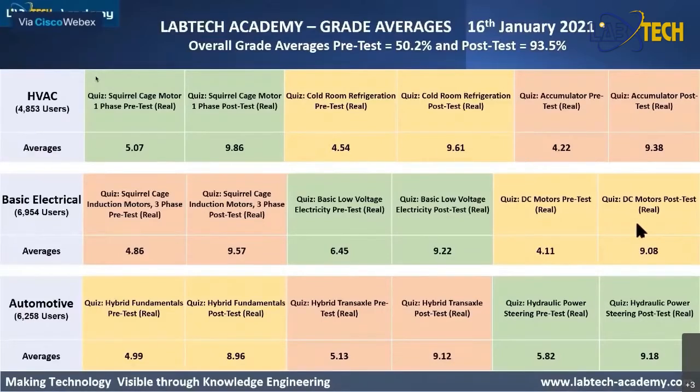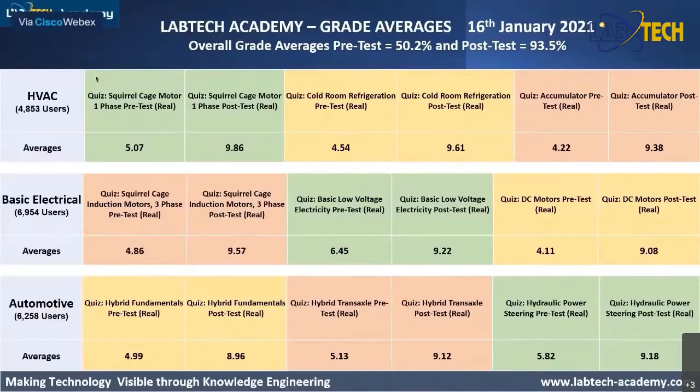So if you look at the grade averages, pre-test 50.2%, then after they've been through the study material, post-test average 93.5%. In this area of vocational training, I remember back in the mid-2000s, you were looking at probably average post-test scores in the high 70s if we were lucky. So if we pick some of these out, if I look at HVAC, I go to the far right in the orange.